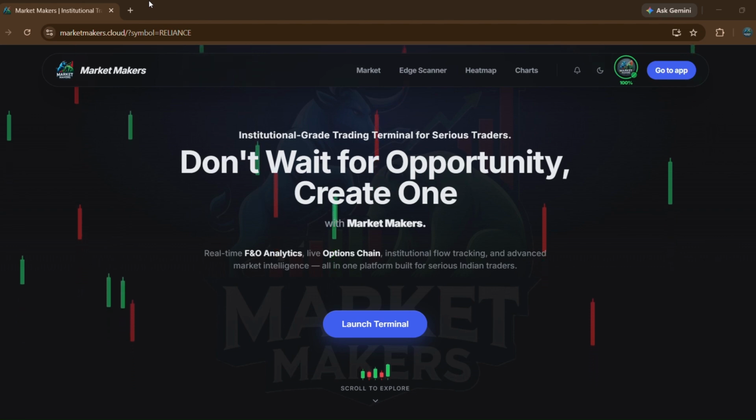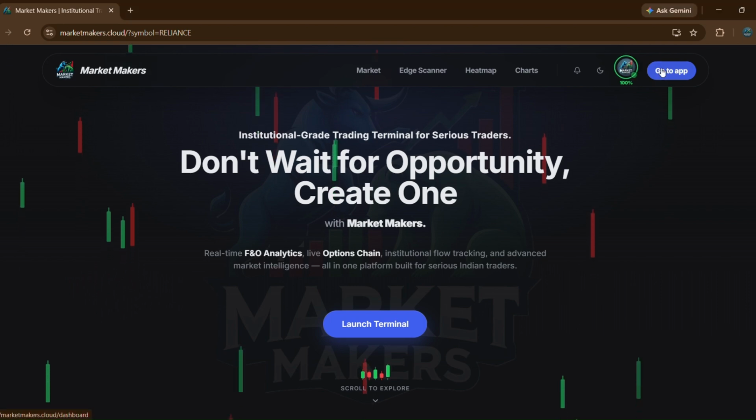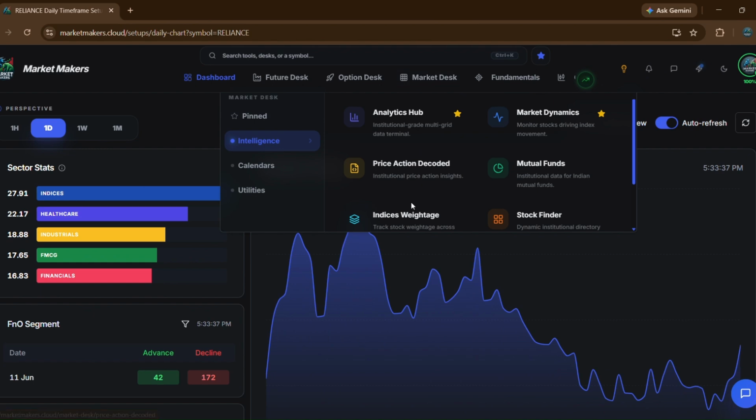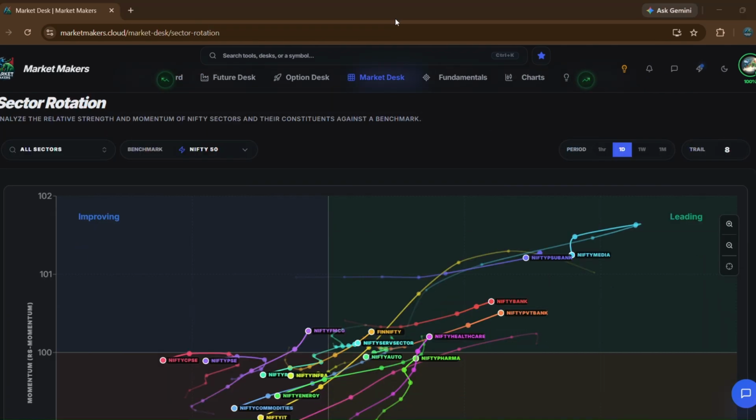Market Makers has yet another cool feature. Let's check it out. Just go to your app and then to Market Desk. Scroll down to find Sector Rotation. Let me show you what it actually does and how it's going to change the way you look at sectors.